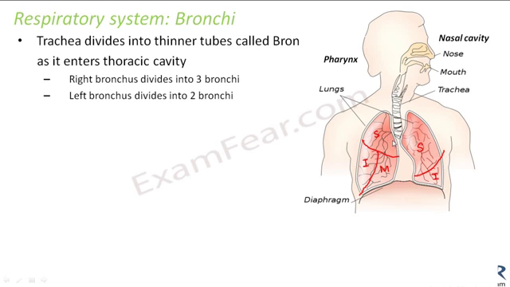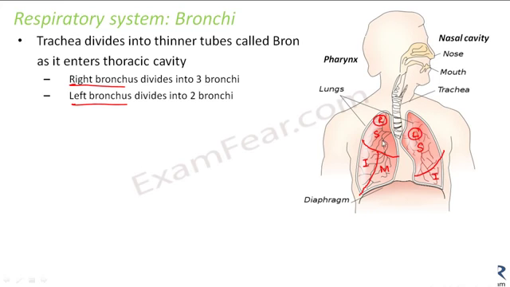Right? So while entering into the lungs, this entire thick tracheal tube doesn't enter itself. So it divides into branches, and these branches are known as bronchi. So it will divide into two branches: one is the right bronchus and the other is the left bronchus. The right bronchus will enter inside the right lung and the left bronchus will enter inside the left lung. So this is the left lung and this is the right lung.